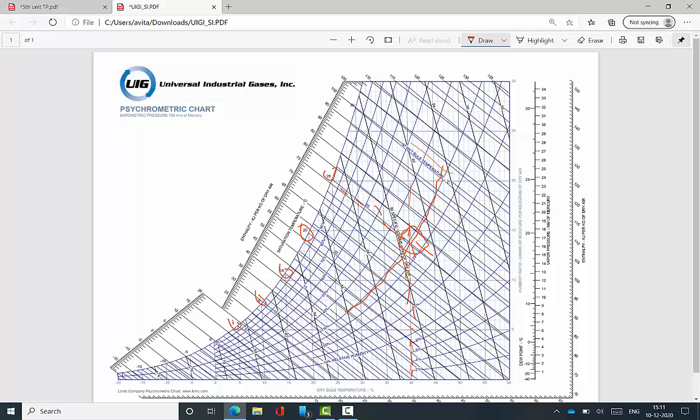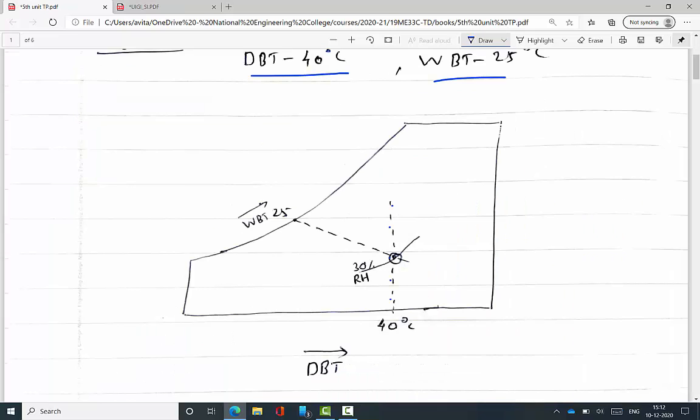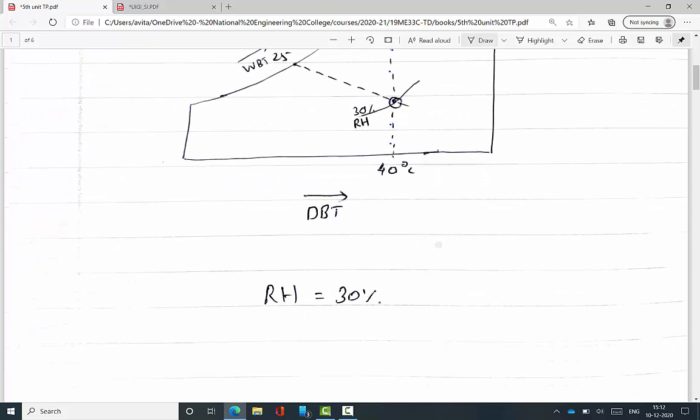Because the relative humidity lines are 10, 20, 30, 40 and likewise increase, I draw the values approximately and get one intersection point. At that point, the value is approximately 30%. The answer is relative humidity is 30%. This is how we find the unknown values with the help of known values.